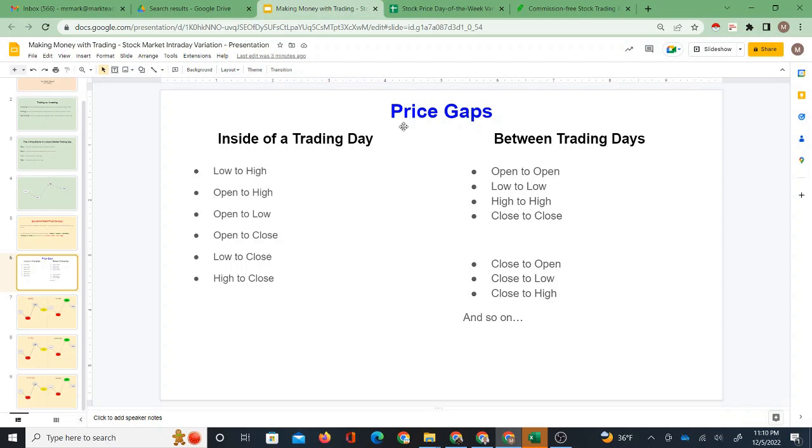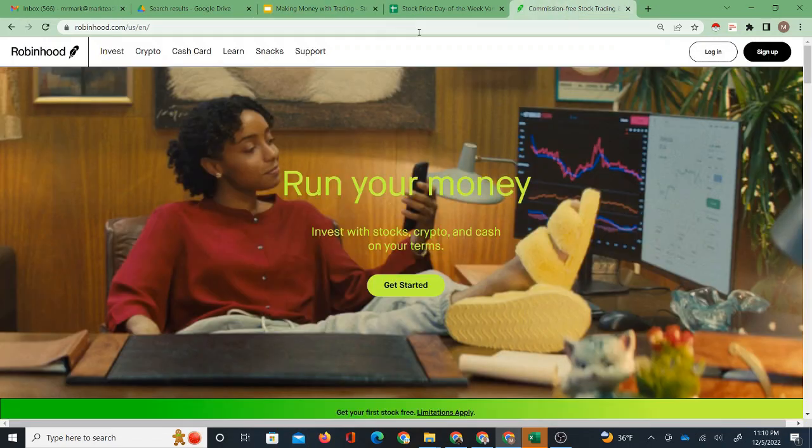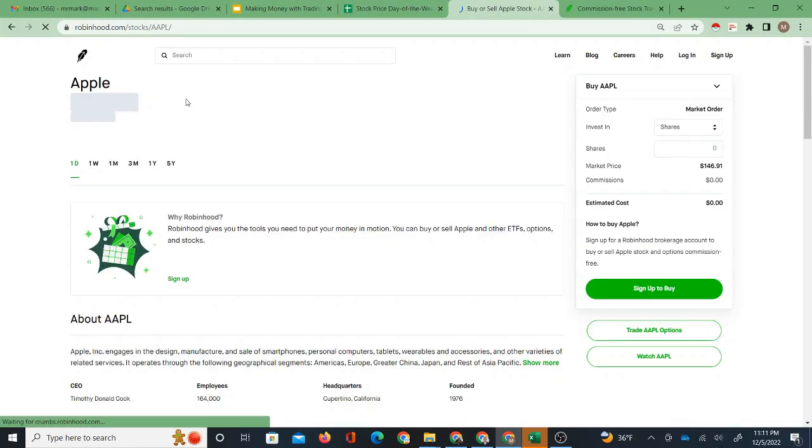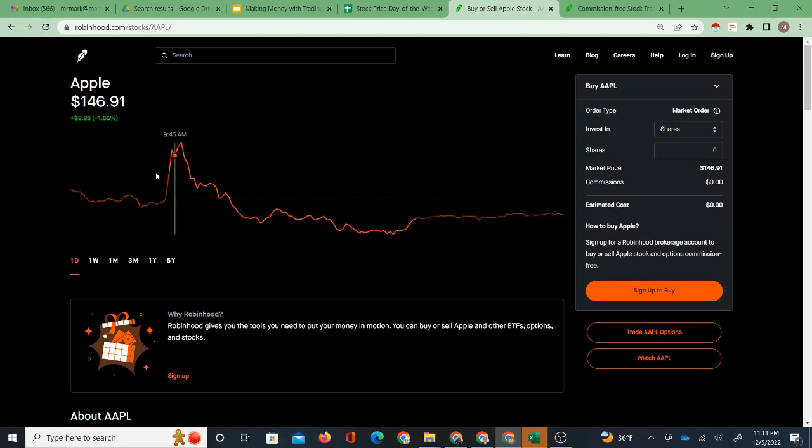Okay, so when I talk about price gaps inside of a trading day, let's go to something particularly well known like Apple. At 9:30 a.m., this was the open price of 147.73. That was the open. This was the high price of $150.80. The low price was the lowest price of the day, 145.86. And then the close is the price at 4 p.m., when the market officially closes, at 146.62.